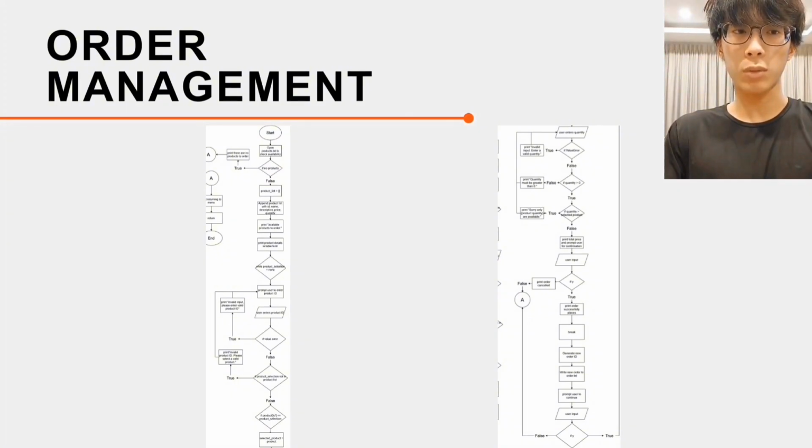On the right, we can see what happens when the user chooses a product. Assuming the product is still available, the system will display the total price of the user's order and ask for confirmation of the purchase. If the user chooses not to continue with the order, the system will cancel the order.